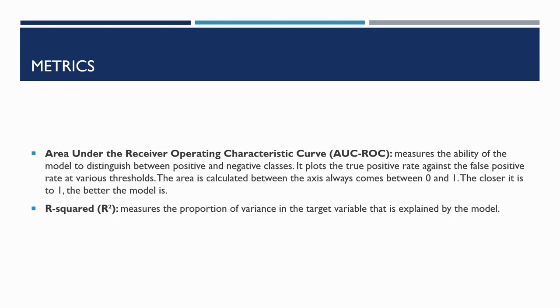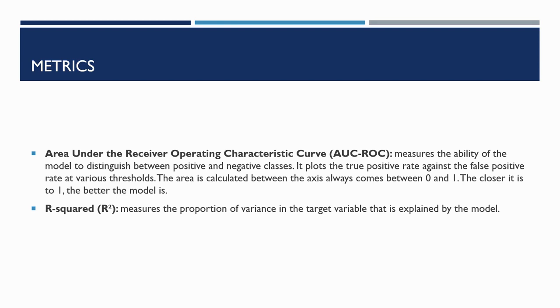The next metric is the AUC-ROC curve. The AUC-ROC curve measures the ability of the model to distinguish between positive and negative classes. It plots the true positive rate against the false positive rate at various thresholds. The area calculated under the curve always comes between 0 and 1, and the closer the value is to 1, the better the model is.